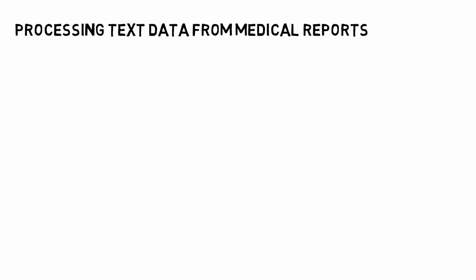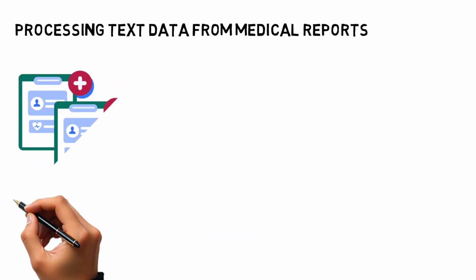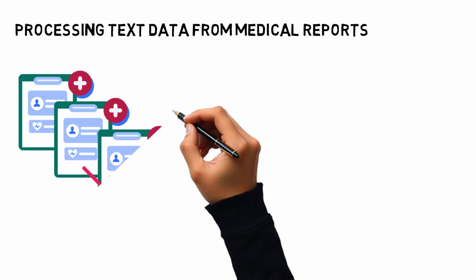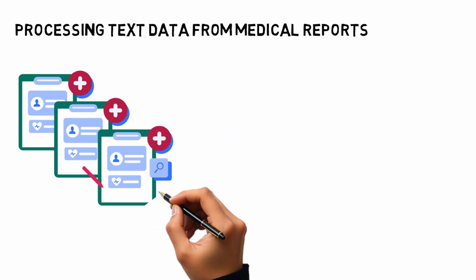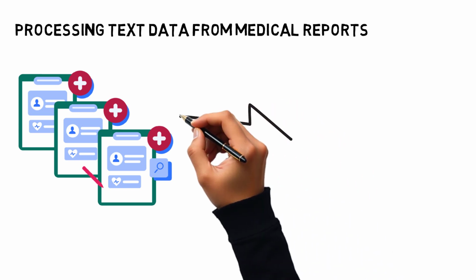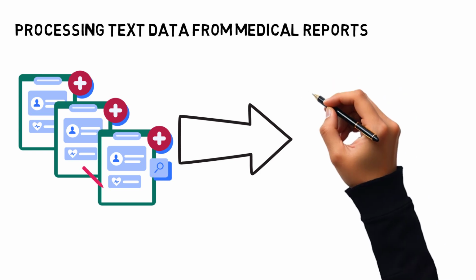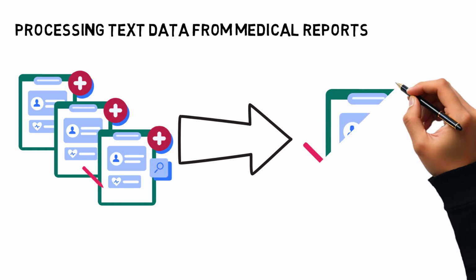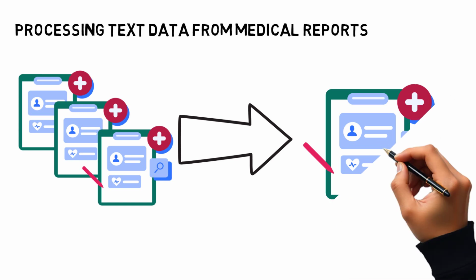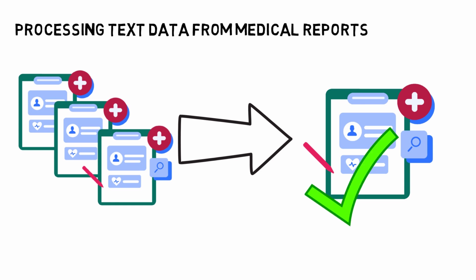Processing text data from medical reports. Semi-supervised learning can also be applied to process text data from medical reports. For instance, reports often have partially labeled data, such as diagnoses or symptoms, but other parts of the text are unlabeled. Models can use both labeled and unlabeled data to extract information and classify texts, such as determining a patient's condition or identifying diseases from text.